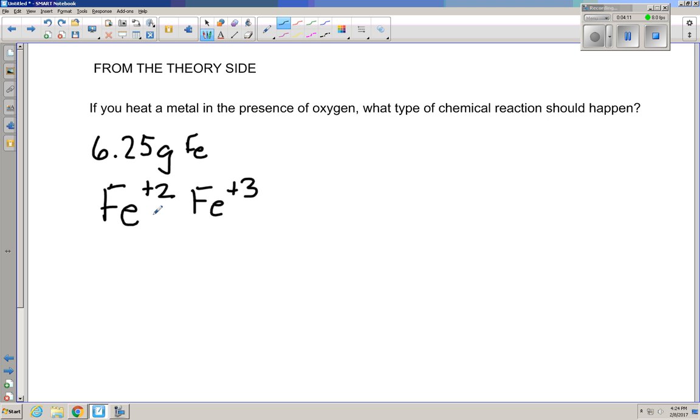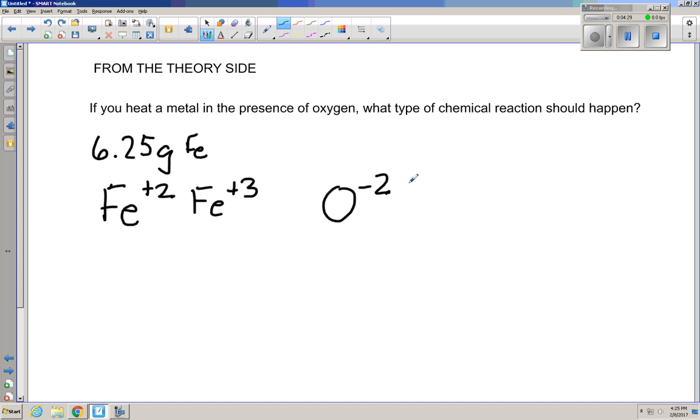Now you know what the +2 and +3 mean. This is iron that gives away 2 electrons, iron that gives away 3. Well, if you're going to combine it with oxygen, and oxygen forms a -2 charge.